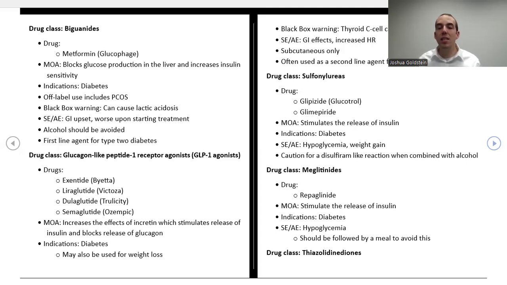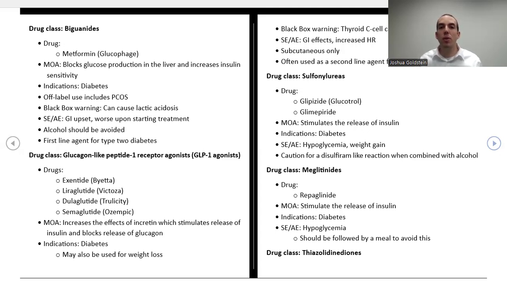The big downside to this, it's by injection, so a lot of patients have a problem with that, even though it is just a once a week. The really big issue is that this is a very expensive medication. Generally, as of today, if patients don't have insurance for this medication, it usually runs about $1,000 a month.